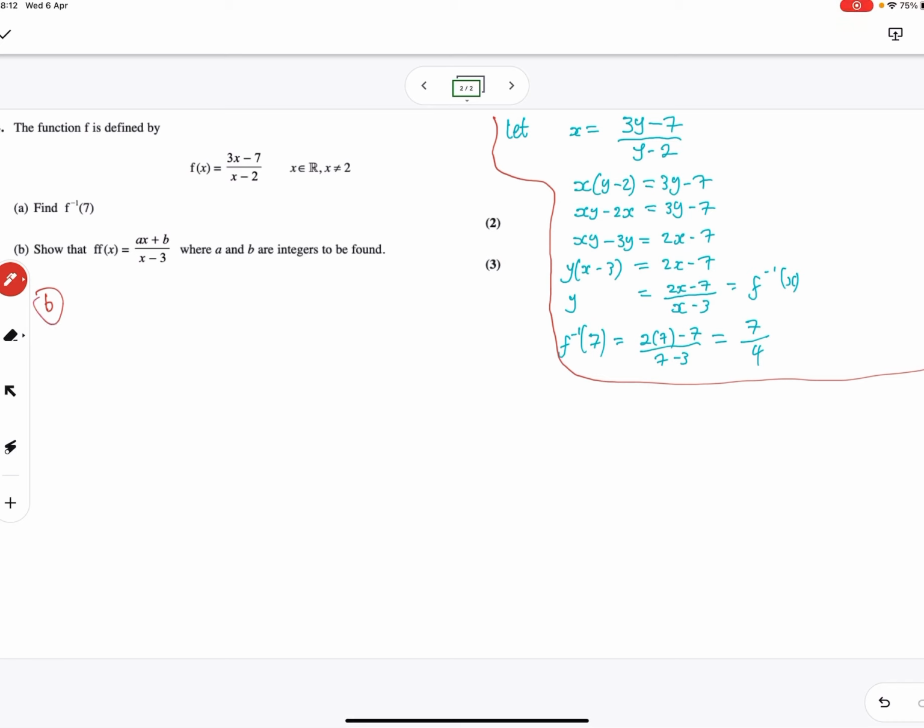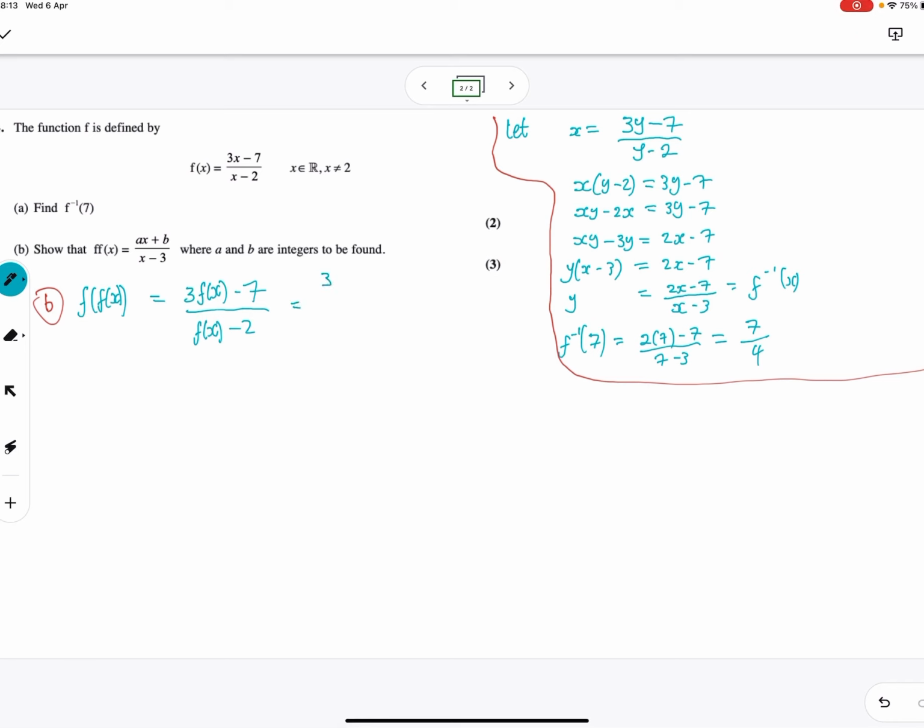So show that f of f of x is equal to ax plus b over x minus 3, where a and b are integers to be found. Okay, so first of all, f of f of x, so we're putting the function into itself. So I'm going to replace x with f of x, so it's 3 lots of f of x minus 7 over f of x minus 2. And of course, we know that f of x is equal to 3x minus 7 all over x minus 2.